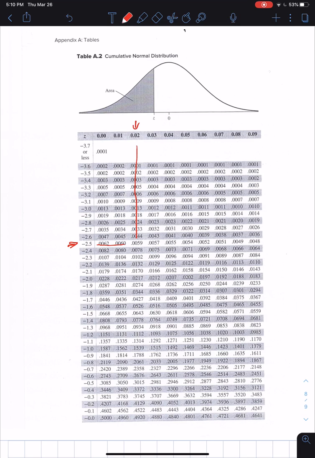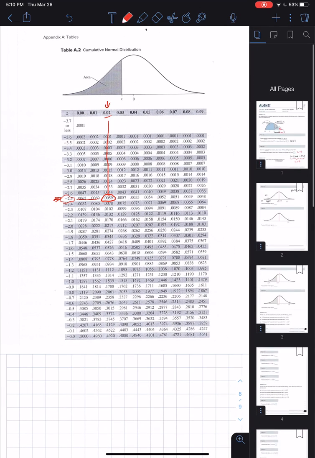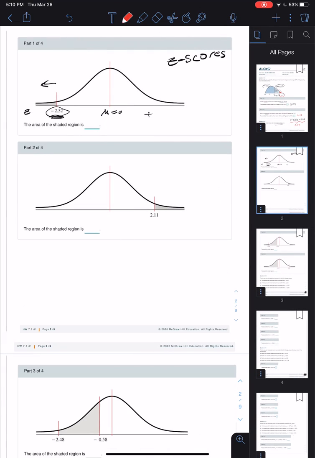Do that again. So if I look at negative 2.5, and I complete the number with 2.52, this gives me the area to the left of negative 2.52, and that area is 0.0059. So when I go up here, this area that's shaded right here is very small, 0.0059.